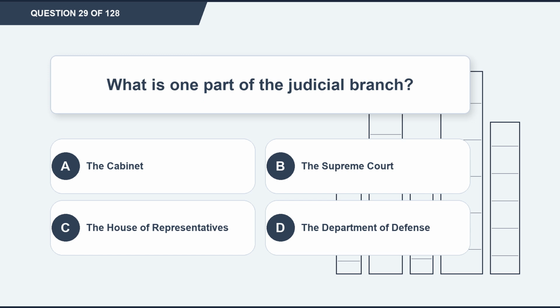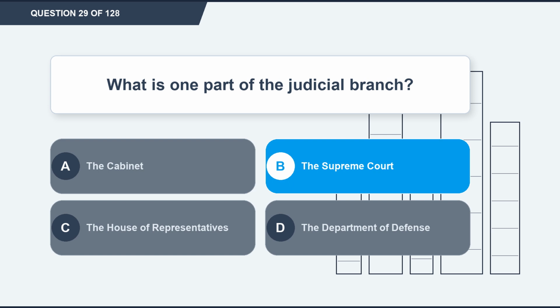Question 29. What is one part of the judicial branch? Option A, the cabinet. Option B, the Supreme Court. Option C, the House of Representatives. Option D, the Department of Defense. The correct answer is option B, the Supreme Court.